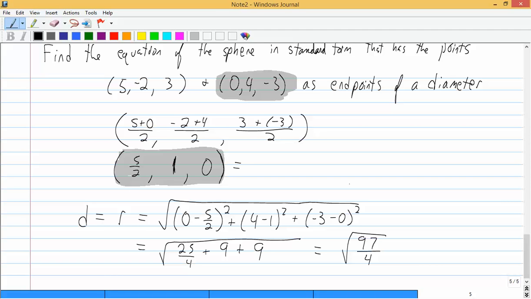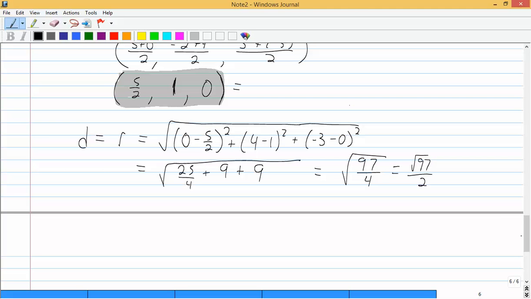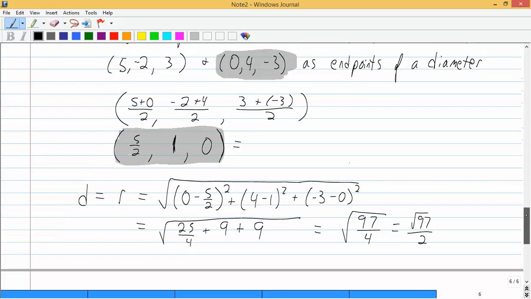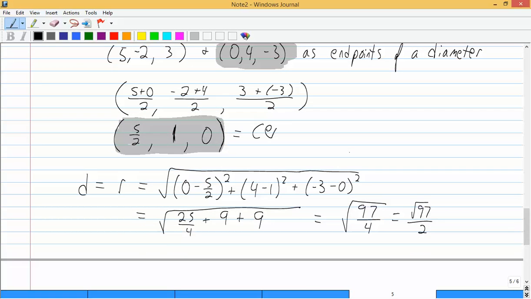How should I write that? I guess that's fine. You can simplify that to the square root of 97 over 2. But this is fine too, because remember what you have to do, the radius, whenever you write the formula of a sphere. What do you have to do to the radius? Square it, right? So let's write the standard form of the equation of this sphere. We have the center, that's the center right there.